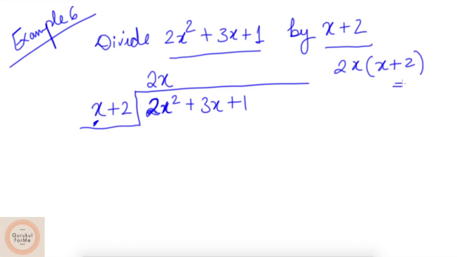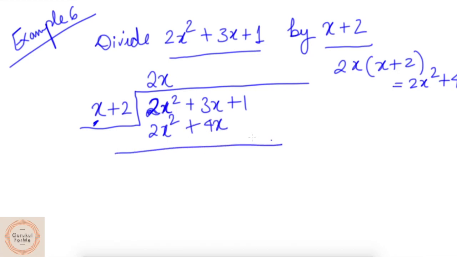2x into x plus 2, and what is that? 2x squared plus 4x. Do I write that here? 2x squared plus 4x. Why did we do that? Because while dividing, we want to start eliminating terms. So the first thing we did is go from left to right, and we started eliminating the terms. So I subtract. So I eliminated 2x squared and 2x squared.